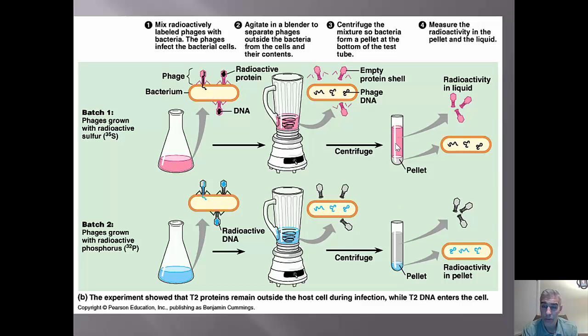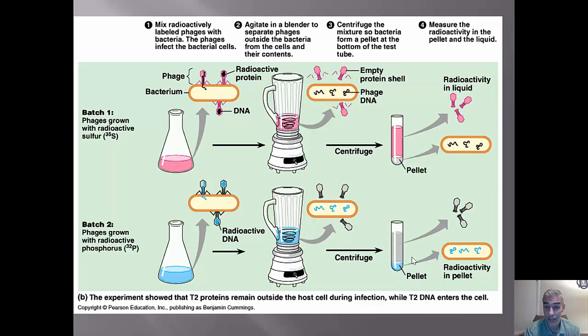In batch 1, the radioactivity stayed in the top, right here, where the virus should be. So that means the virus did not pass the protein. But in the second sample, the pellet ended up with the radioactivity. That's where the bacteria are. So what they determined from this was that only when they radioactively labeled the phosphorus did that radioactivity get passed to the bacteria. And remember, phosphorus is synonymous with DNA, with nucleic acids.